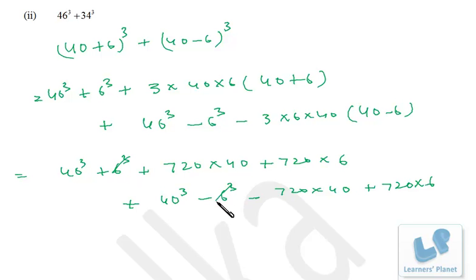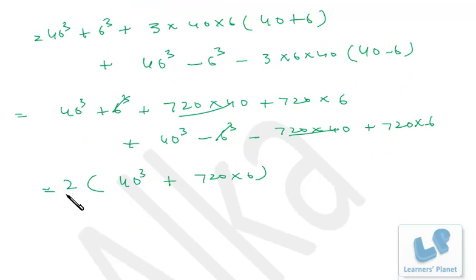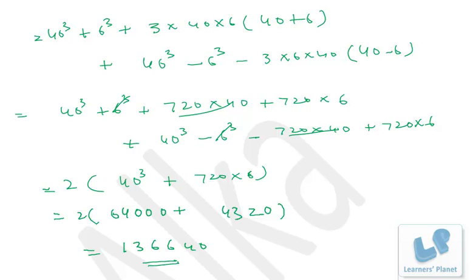Okay, so 6 cube is cancelled. Then 720 into 40, 720 into 40, that's also cancelled. So we are left with 2 times 40 cube plus 720 into 6. Okay, so that's 2 times 64000 plus 0. Now just simply add and multiply. So that's 13660, right?